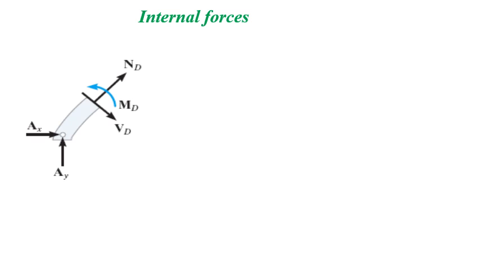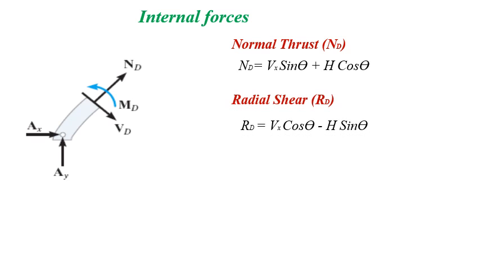So you know the internal forces, normal thrust by the equation N at the section D is equal to V sin theta plus H cos theta, where V is the summation of algebraic vertical forces at the section, that is the shear forces. H is the horizontal force. Next is the radial shear, V cos theta minus H sin theta.